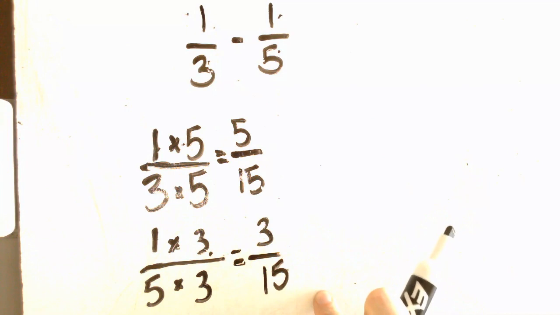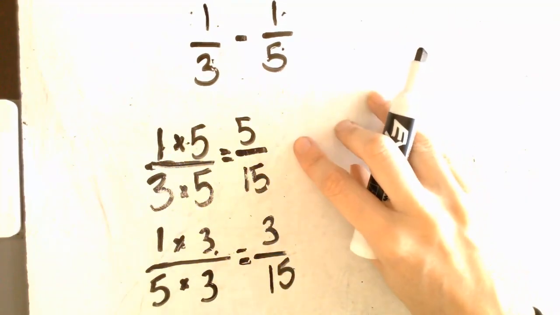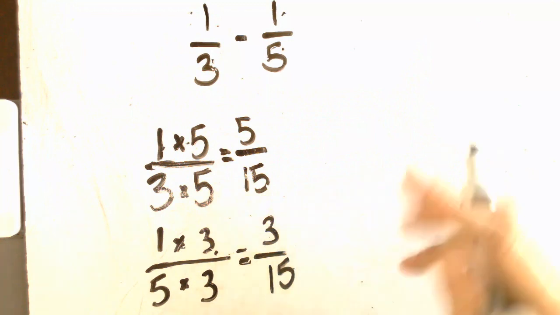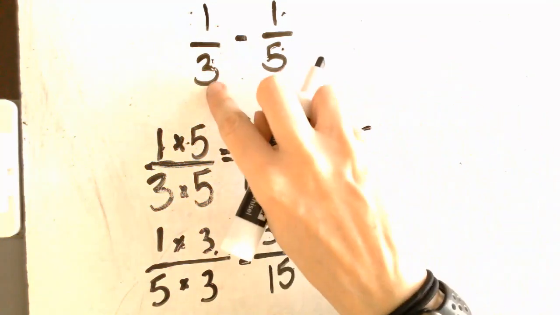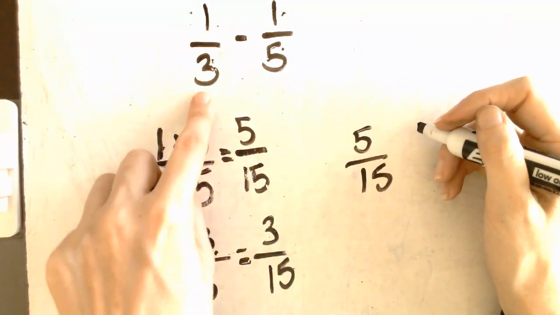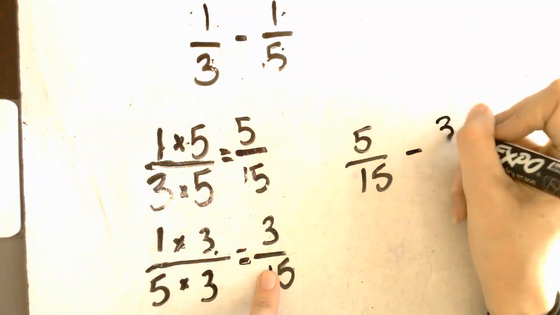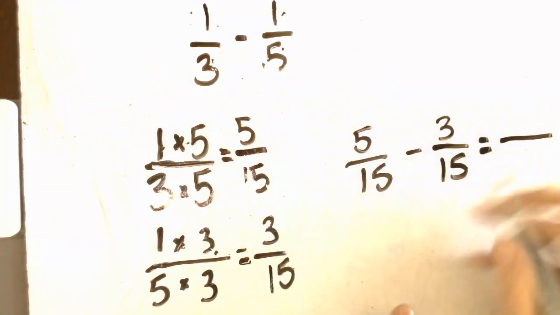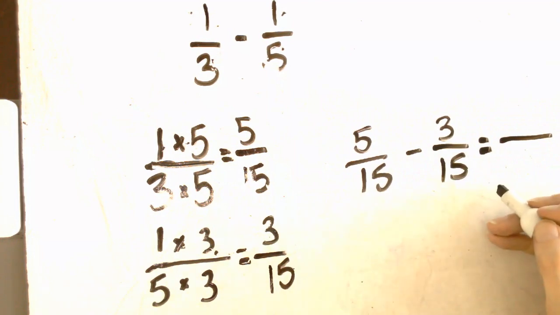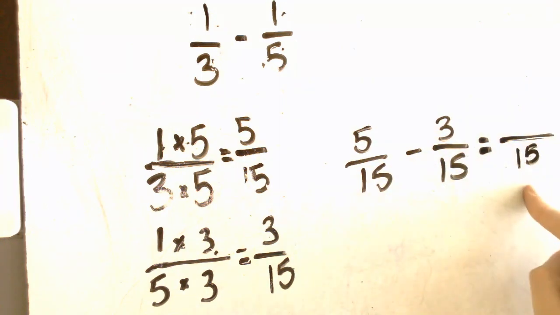Now that we've solved that part, we still need to figure out how much it is if we subtract one of these from the other one. So if I had my 5/15, I need to write it the same way. It started with 1/3 minus 1/5 turned into 3/15. We did all that work to change our denominators to the same number. So we're going to leave it the same in our answer.